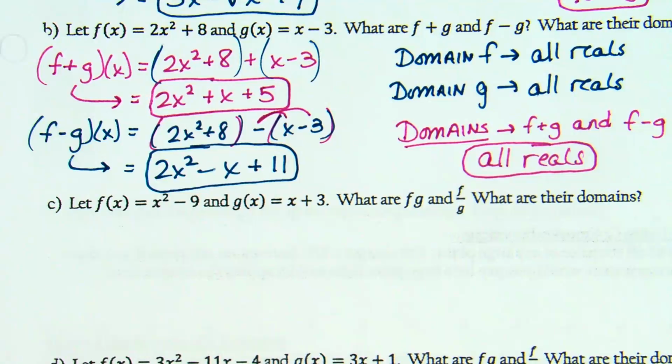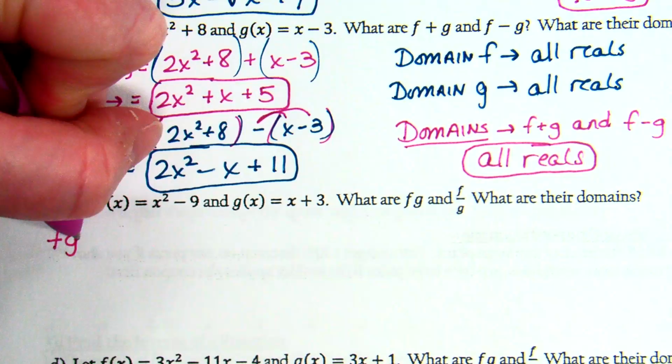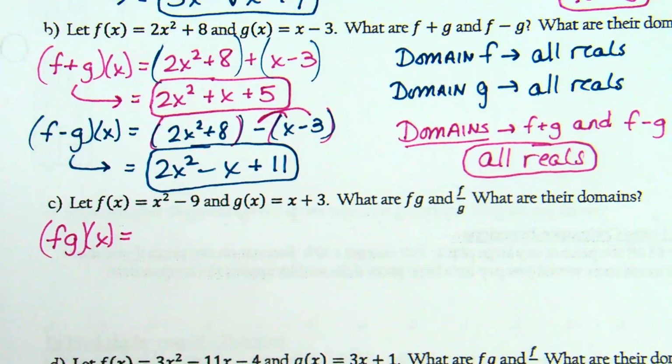Okay, we can briefly start looking at C. We'll obviously have to finish C tomorrow. What's different about what we're doing in C? We're going to be multiplying and dividing. They changed the questions they're asking, right? So you have to watch for that in homework. Nothing fancy though. If you're being asked to do FG, that means we're being asked to multiply f of x times g of x. So that means I'm going to have to multiply x squared minus 9 and x plus 3.